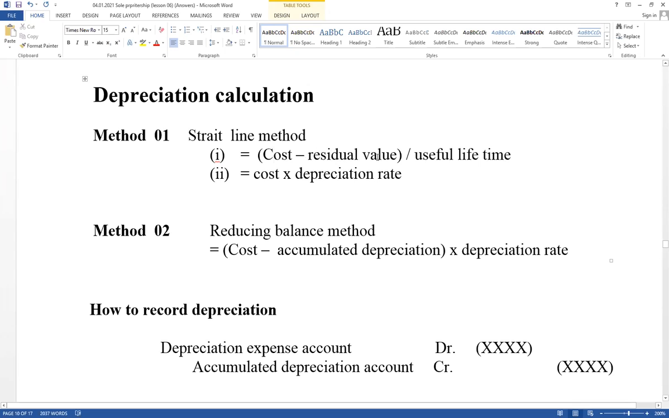That is the value, residual value. Think about purchase price, cost value equal to 2 million.